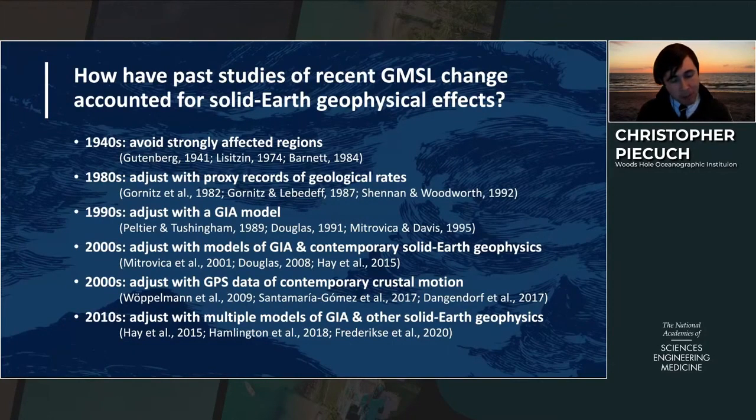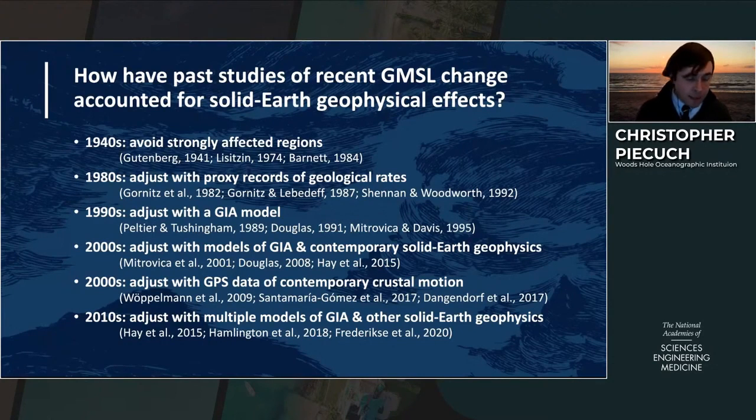Another is that by the 2000s, we've started to collect sufficiently long records of crustal motion from global positioning system data, GPS data. And so the idea here is that we're removing land motion effects as measured by GPS from the tide gauges, essentially taking a relative sea level measurement and putting it in a geocentric frame. So early studies by Guy Wöppelmann and others, and more recently exemplified by Sönke Dangendorf in 2017, demonstrate this approach.